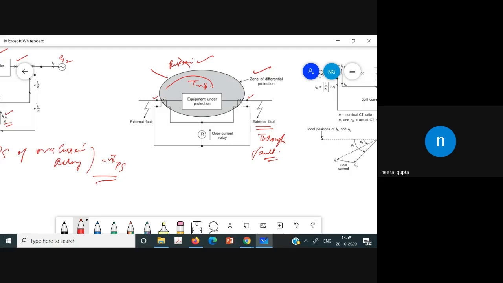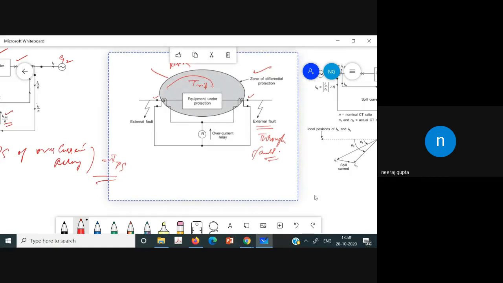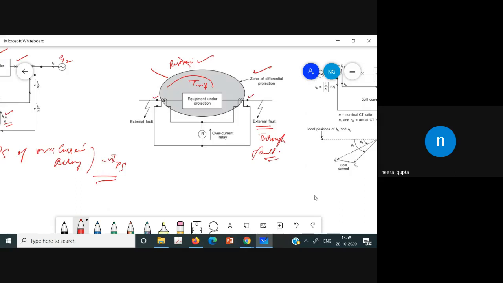Now this is about the zone of protection. However, everything is not perfect and ideal. The ideal differential scheme should be able to respond to the smallest internal fault, but restrain from tripping on the largest external fault. However, this ideal condition is very difficult to achieve for a heavy external fault current.